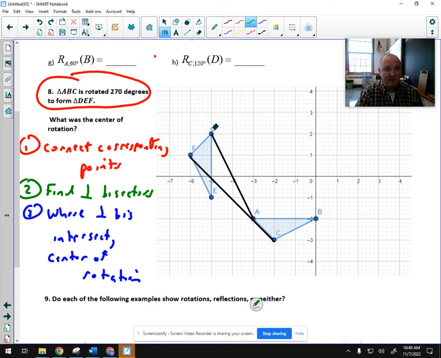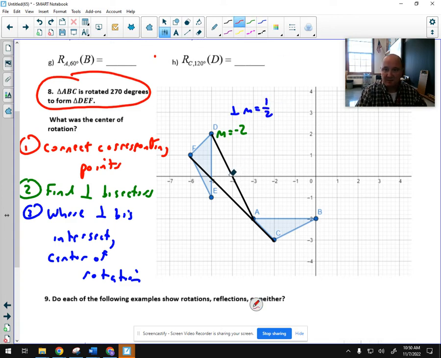Well, the first thing I'm going to do is look at the slope of DA. I see this goes down 2 and over 1, down 2 and over 1. I know that slope. That is a slope of -2. So in order to be perpendicular to it, the perpendicular slope is going to be +1/2.